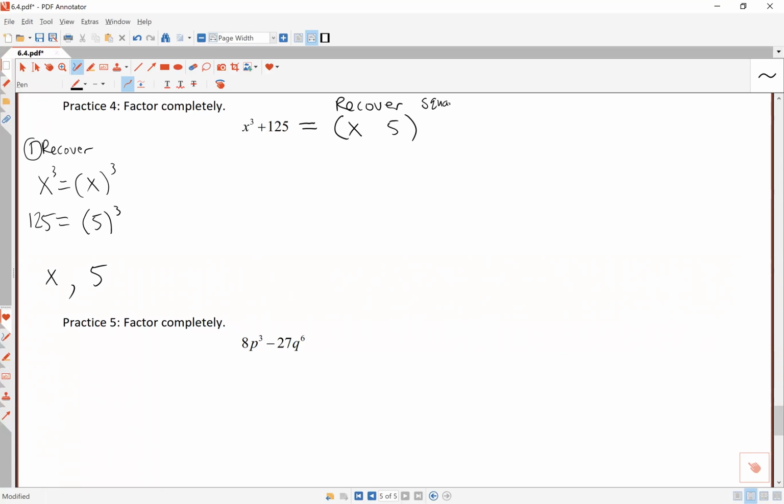Then we square the first piece. Then the product: x times 5 is 5x. And square the last piece.